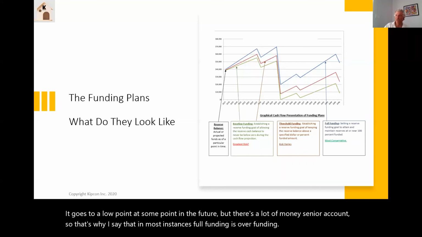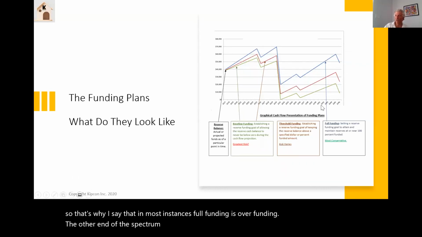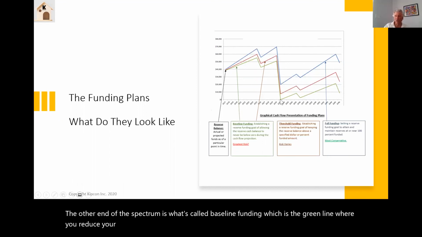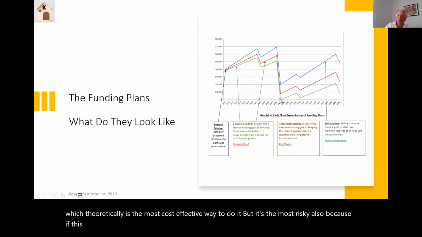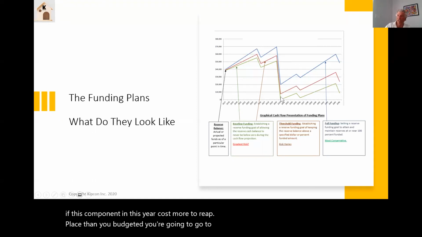The other end of the spectrum is what's called baseline funding, which is the green line, where you reduce your annual contribution to a point where it goes to zero in the future, which theoretically is the most cost-effective way to do it, but it's the most risky also, because if this component in this year costs more to replace than you budgeted, you're going to go into a deficit, or if this component has to be replaced a year earlier, you can go into a deficit.